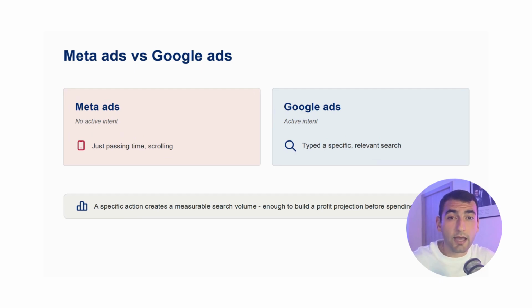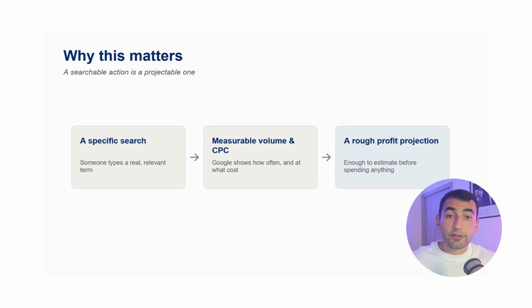Now, unlike Meta Ads, Google Ads requires a specific action from the user, or in other words, they need to search for something to see our ad. All of these similar searches added together represent an audience of people looking for a specific solution over a given period of time. And here's the best part.